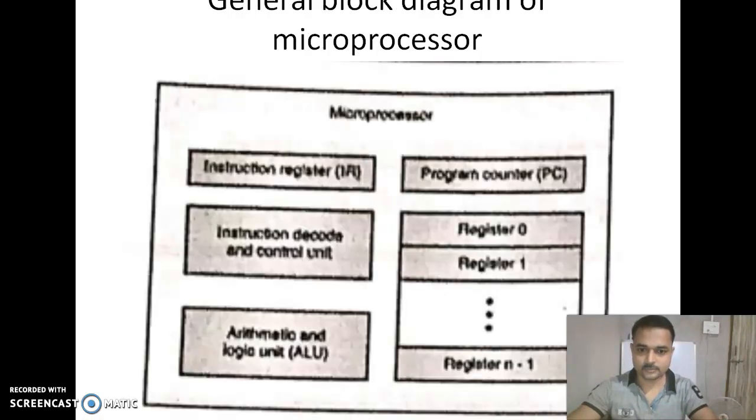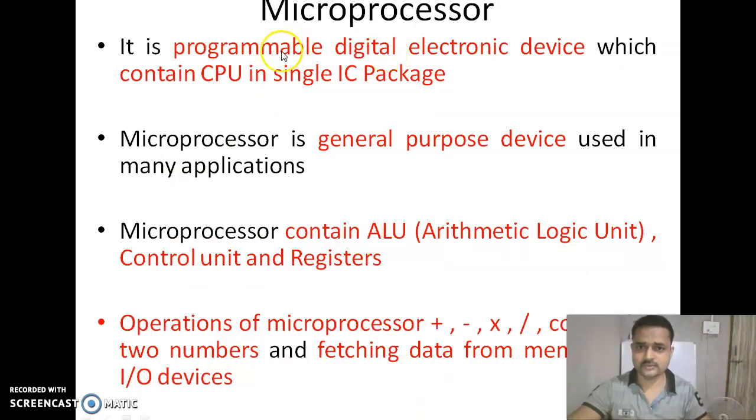Now in case of microprocessor, this is the general diagram: ALU, instruction register, program counter, registers. Microprocessor is a programmable digital electronic device which contains CPU in a single IC package. CPU means central processing unit. Microprocessor is a general purpose device used in many applications, generally used to do arithmetical and logical operations. ALU, control unit and registers are used to perform addition, subtraction, multiplication, division, comparing two numbers, and fetching of data from memory and IO devices.